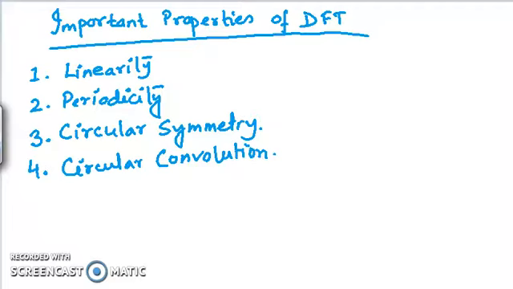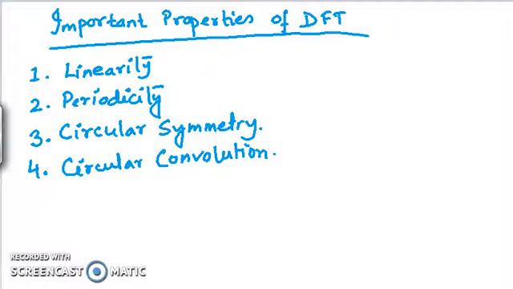Hello everyone. Now in this lecture I want to discuss some important properties of DFT. Just like Z transform, just like DTFT, there are few properties of DFT which are very important. I am only briefing the important properties. The first property is linearity.